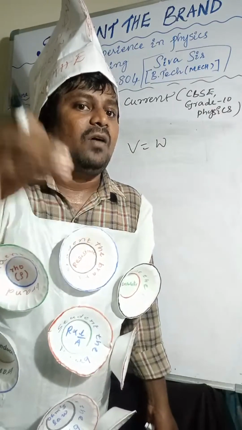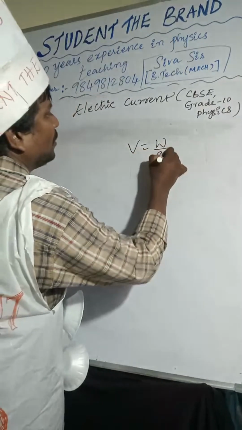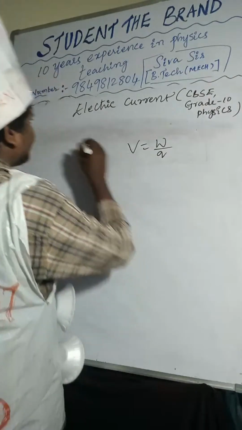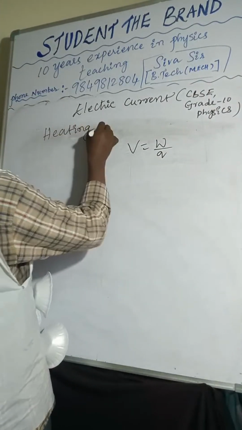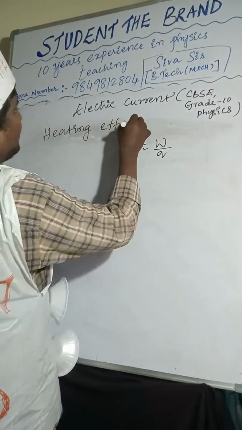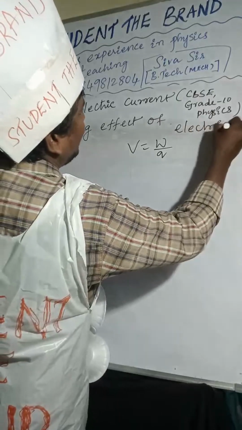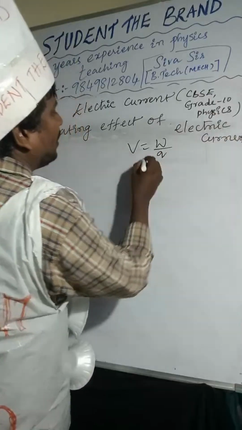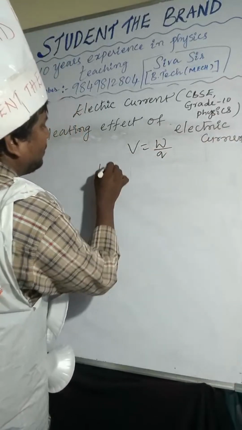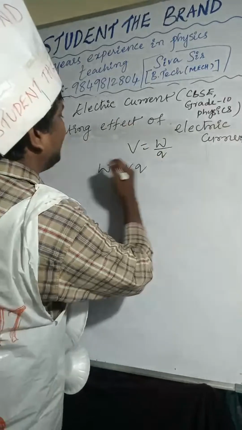I am saying how it is a diamond. You see here. I am taking V equals W by Q. Heating effect of electric current. So V equals W by Q, W equals V into Q.